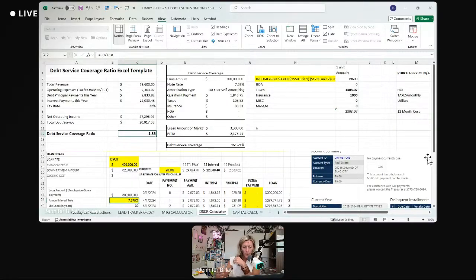So when we buy them, we're looking at our cash on cash return. We're looking at what is our DSCR ratio? Does it fit? Can we get this money? Can we resell it? What's our exit? So that is what we're looking at.